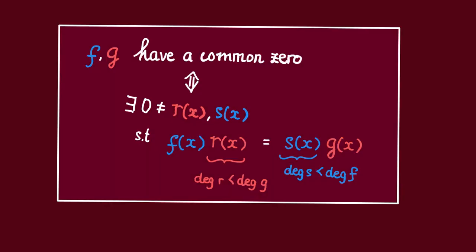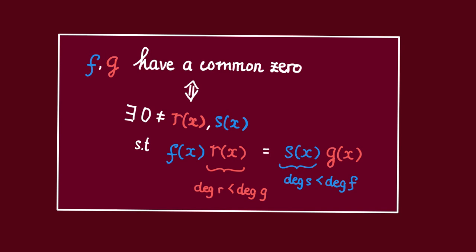Thus we see that f and g have a common zero if and only if there exist polynomials r and s such that the degree of r is strictly less than the degree of g, and the degree of s is strictly less than the degree of f, and f times r is equal to s times g. Okay, so this is indeed a sufficient and necessary condition for two polynomials to have a common zero.